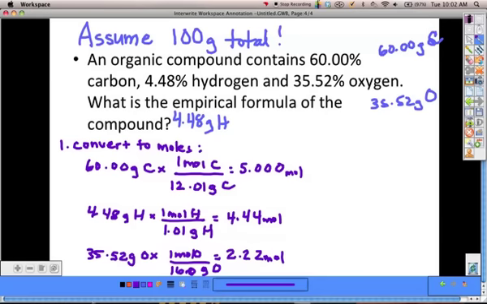Okay, my next step is to find the most simple ratio. So, what should I divide each of these by? 2.22, yeah. I'll start at the bottom. That gives me 1. 2.22 gives me 2.